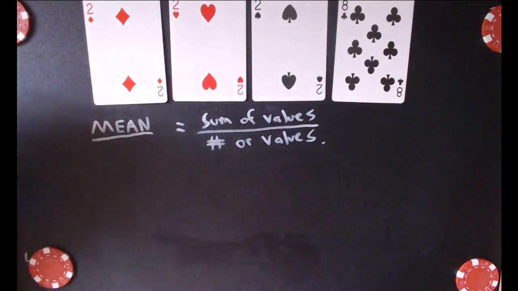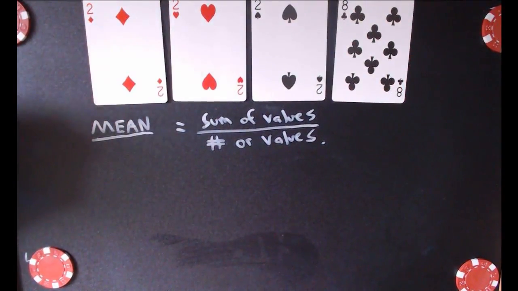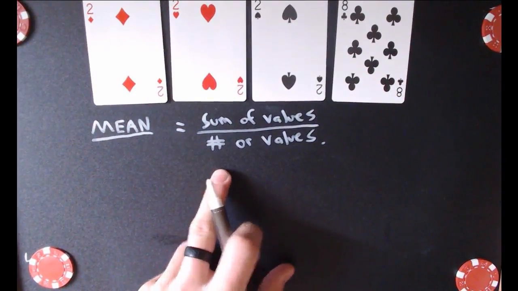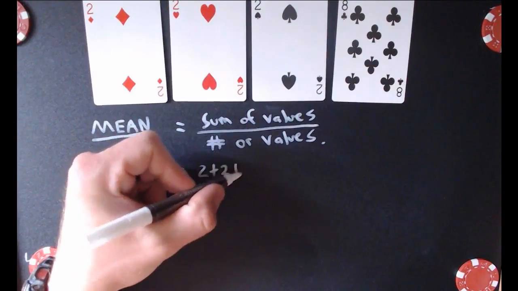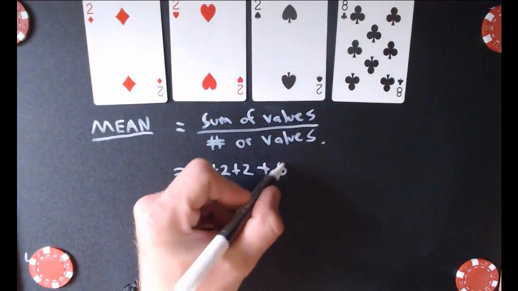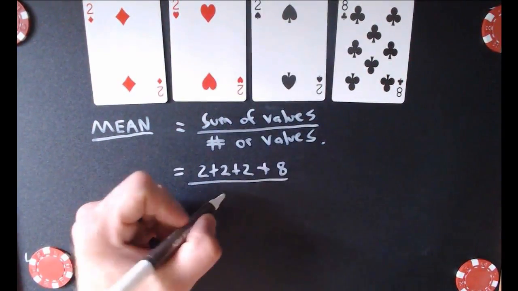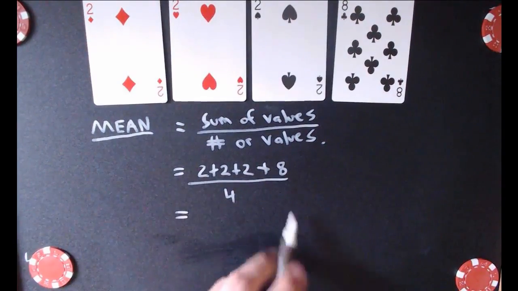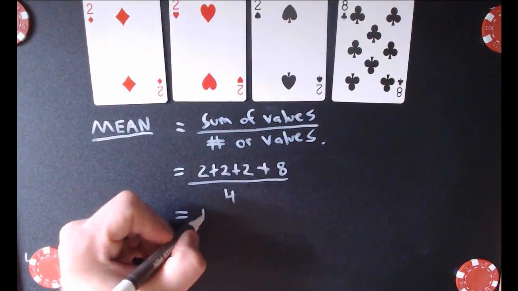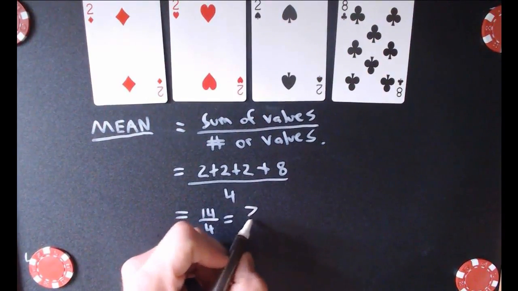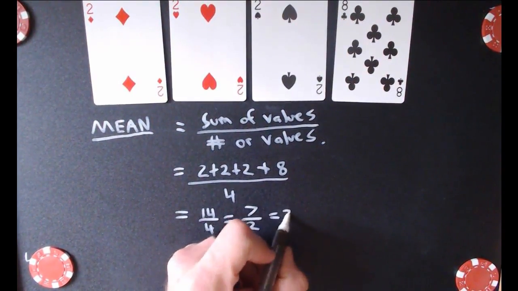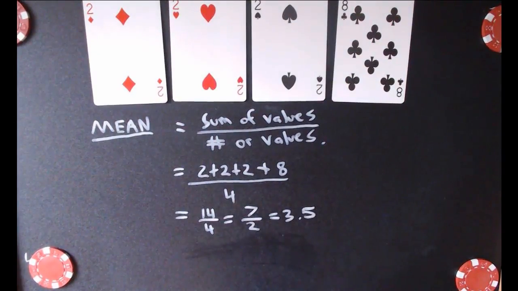An example of where the mean can be misleading is shown here. The process is exactly the same. I sum up my values, so I'm going to have 2 plus 2 plus 2 plus 8, and I divide it by how many I've got, which is 4. So this is going to give me 10, 12, 14 over 4, which if I simplify again is 7 over 2, which is going to give me 3.5 again as my mean.